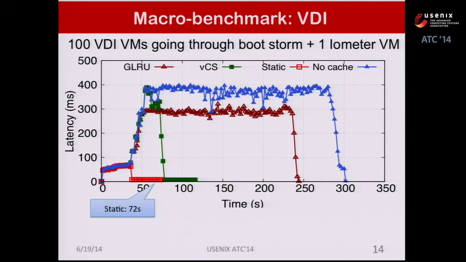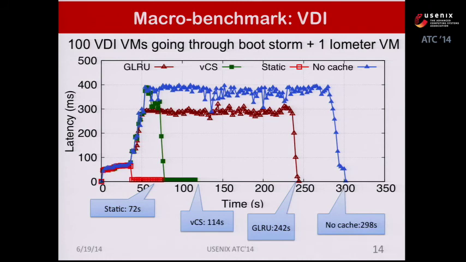Static is the fastest one, 72 seconds. vCacheShare finished in 14 seconds, while GLRU took 242 seconds, and of course, no cache is the last. Note that static allocation wins here at a certain cost. It gives unnecessarily high cache allocation to those booting VMs.